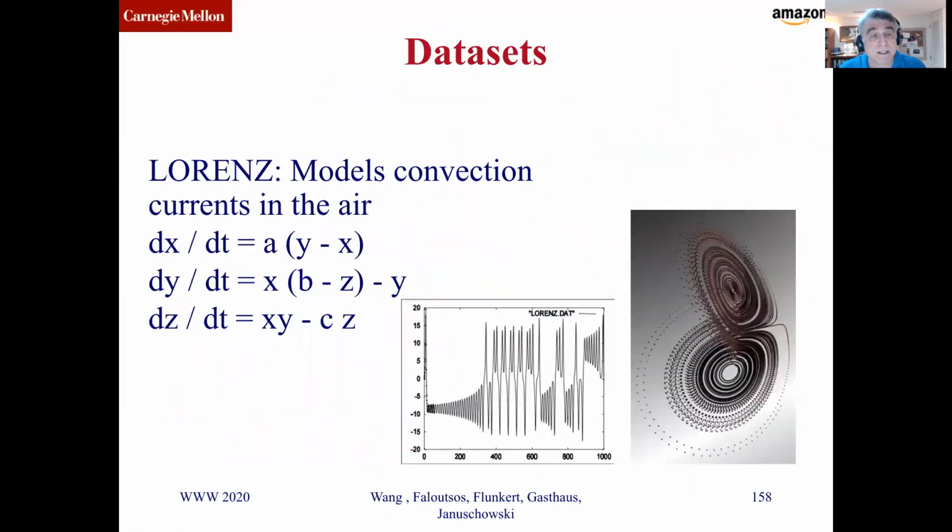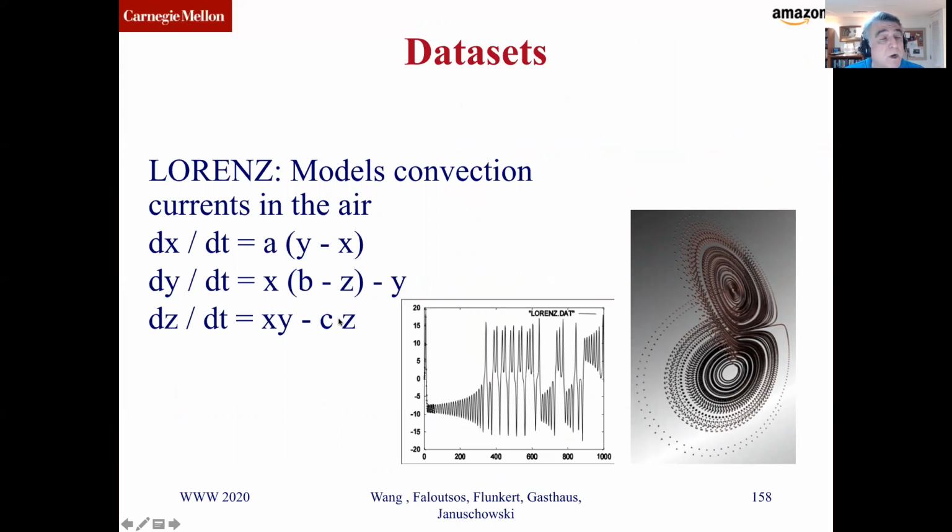The second data set is the famous equation by Lorenz, a synthetic data set which tries to model the weather. So X is wind velocity, Y is pressure, Z is humidity, or something like that.